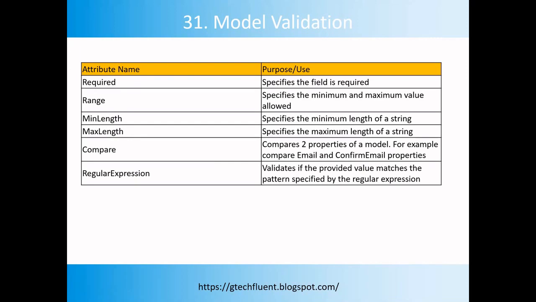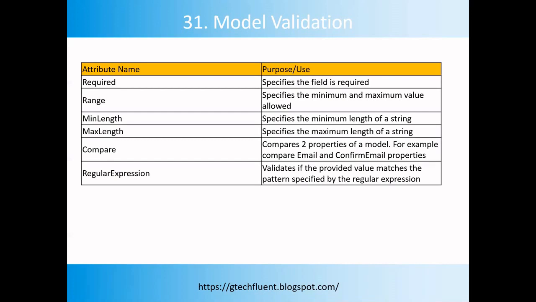Next, we have MinLength. This is used to specify the minimum length required for the particular field. The next is MaxLength. This is used to specify the maximum length allowed for the particular field. We can use multiple validation attributes for a particular property inside our model as per our requirement. For example, if we want to limit the minimum and maximum length for a field, in that case you can use MinLength and MaxLength validation attributes together.